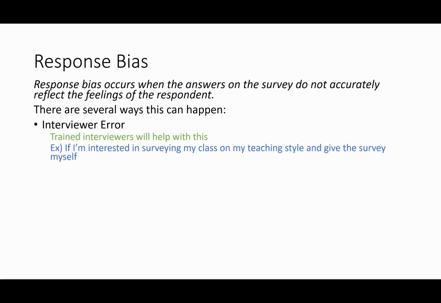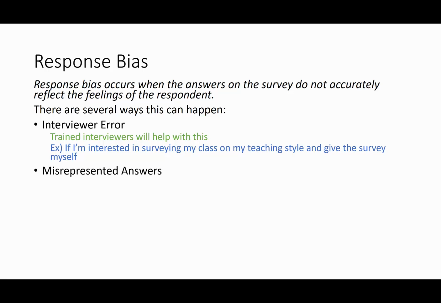So for example, if I, as a college professor, am interested in surveying my class on my teaching style, and I give the survey myself, that's an interviewer error. Students aren't going to necessarily want to tell me that they do or don't like my teaching style. They'll be more inclined to say they do like my teaching style simply because I'm giving the survey. They'll feel bad and don't want to hurt my feelings. Even if the survey is administered as a write-in, if I'm the one looking at it, they're going to be less willing to tell me their true feelings.